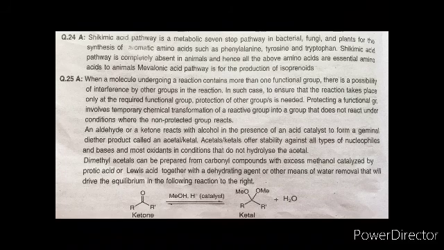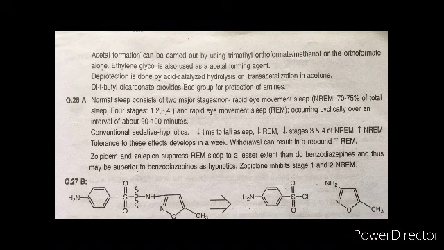Then we go to the next question. The next question says, which of the following drugs cause less inhibition of REM sleep? The options are zolpidem, ethanol, lorazepam, or phenobarbital. Now the normal sleep consists of two major states: non-rapid eye movement sleep (NREM) and the other one is rapid eye movement sleep, that is REM. Now this NREM makes 75% of the total sleep, while REM occurs cyclically over the interval of 90 to 100 minutes.